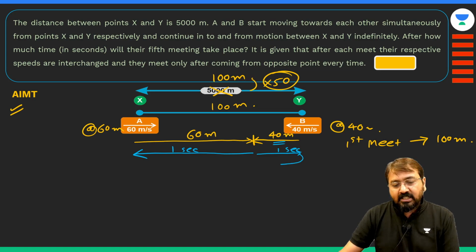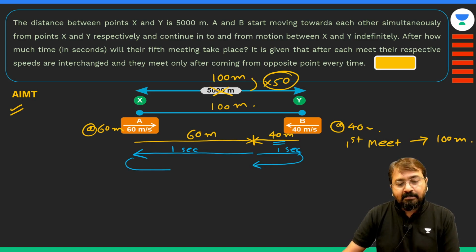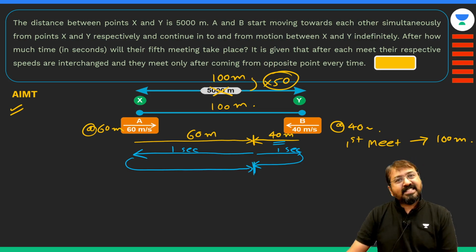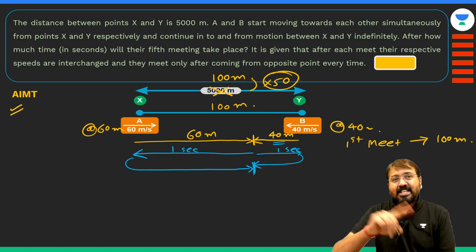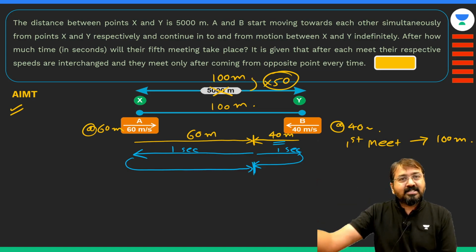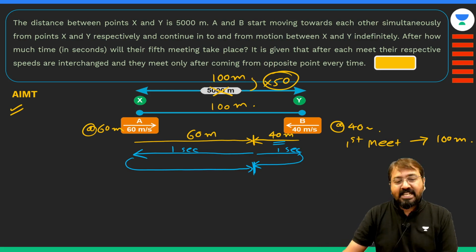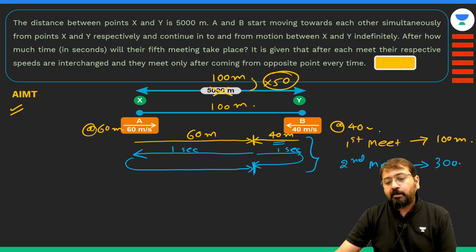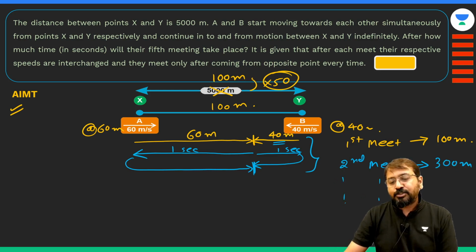And then it will take a turn and it will come over here, and in the same time B will come over here, right? So both of them will again meet at the same point where they had met earlier, because they are exchanging the speed. So higher the distance, higher the speed. That's why they are taking the same time, and this will be their second meet. So when they are meeting the second time, can I say they have covered a total of 3 laps distance or 300 meter distance? Now you should have understood the pattern.